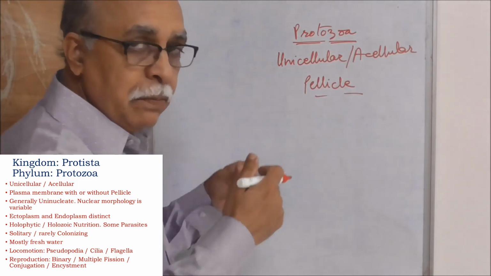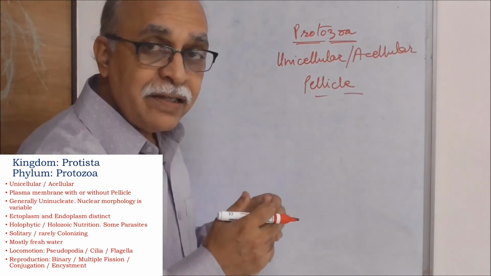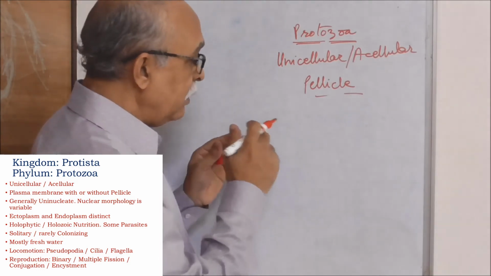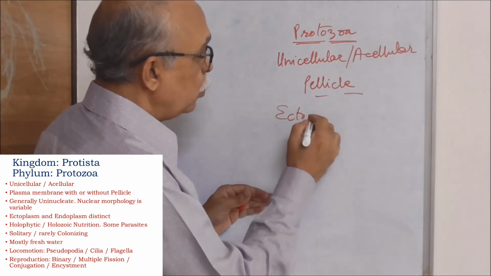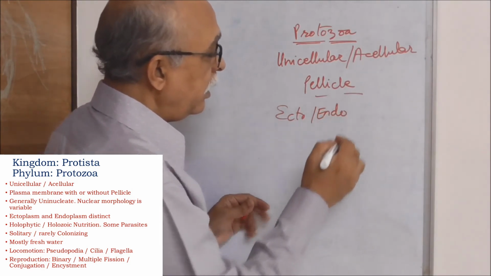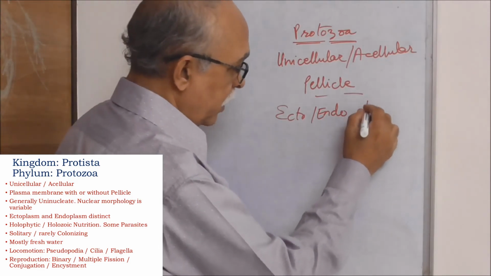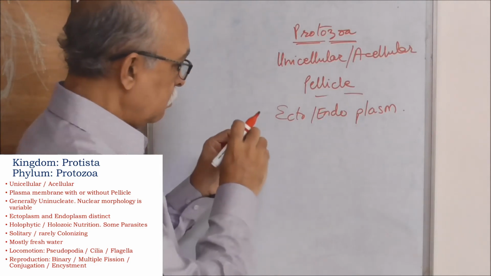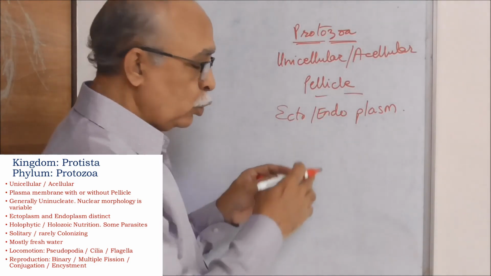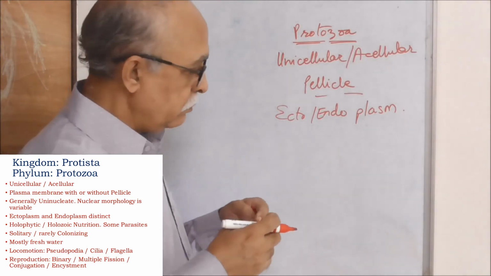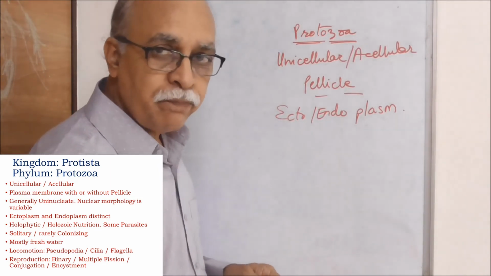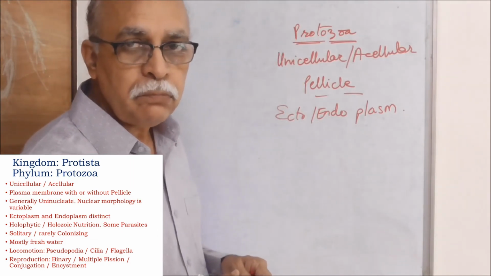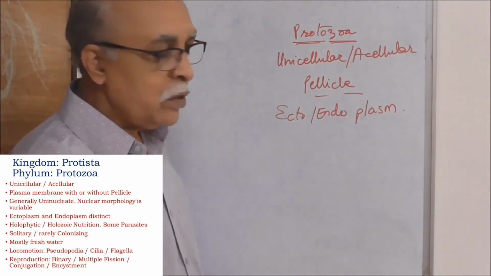Next to pellicle, inside the pellicle rather, is the cell membrane, and inside the cell membrane, whatever cytoplasm is there, it is clearly distinguishable into ecto and endoplasm. Ectoplasm and endoplasm. Ectoplasm is non-granular but more fluid kind. Endoplasm is relatively thicker, denser, jelly-like and granular. In most of the protozoans, these are clearly distinguishable. Ectoplasm is distinct from endoplasm.